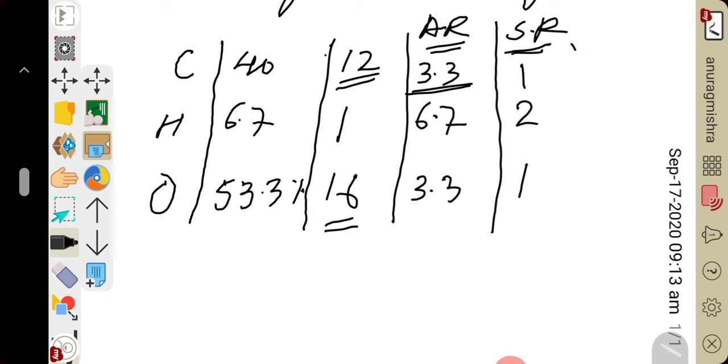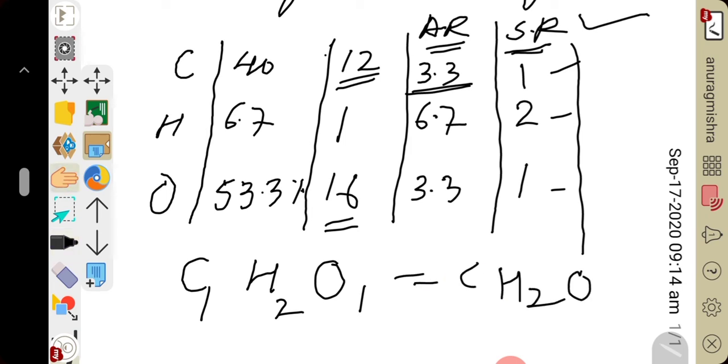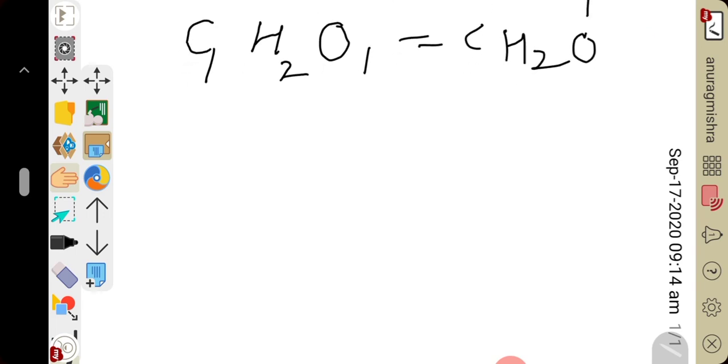Then the next step is to find out the whole number ratio. Already the simplest ratio is whole number, so there is no need to calculate the whole number ratio. Now write the symbols of these elements: carbon, hydrogen, oxygen. Put these simplest ratios as subscripts to the respective elements. For carbon, the simplest ratio is 1, for hydrogen it is 2, and for oxygen it is 1. So the empirical formula we got is CH2O.